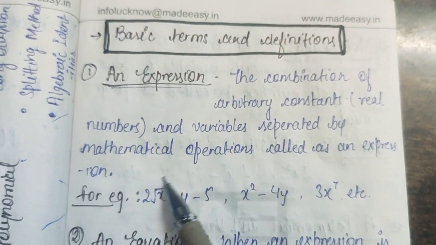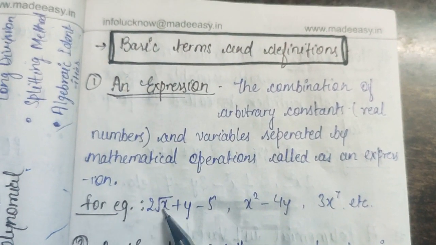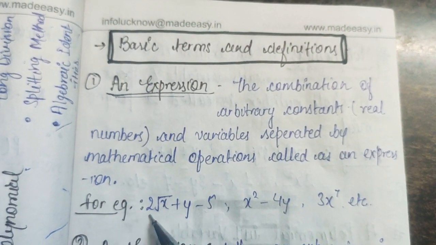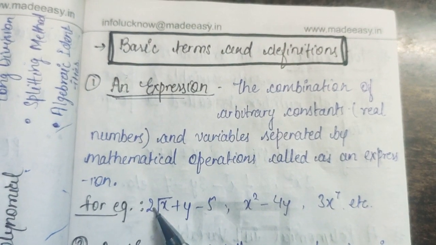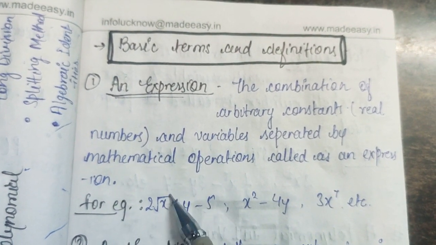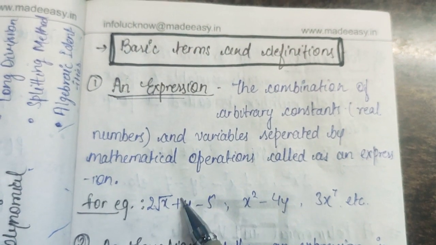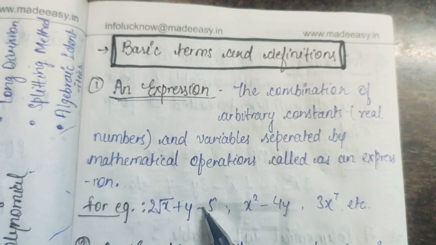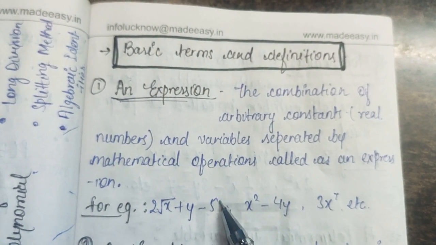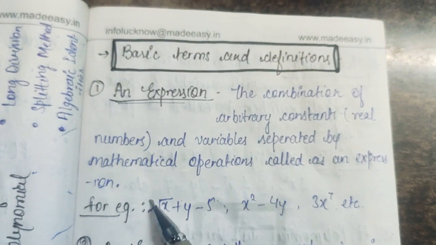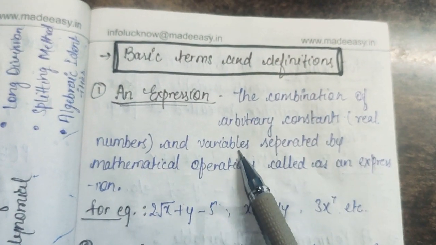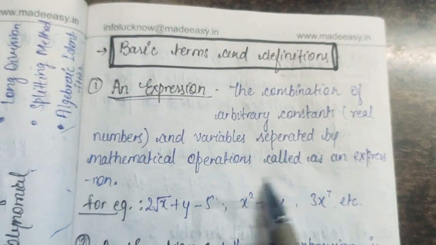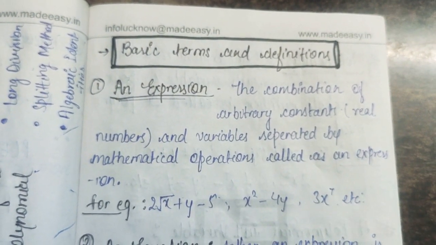For example, as I have written here, 2 root x plus y minus 5. Here you can see 2 is a constant, you can say a real number, which is joined through the multiplication sign with a variable, root x. Then again a mathematical operation, plus; y is a variable; then again a mathematical operation, minus, and then a constant. So like these, the combination of arbitrary constants and variables with the help of mathematical operations makes an expression. We have some more examples here, you can see them.